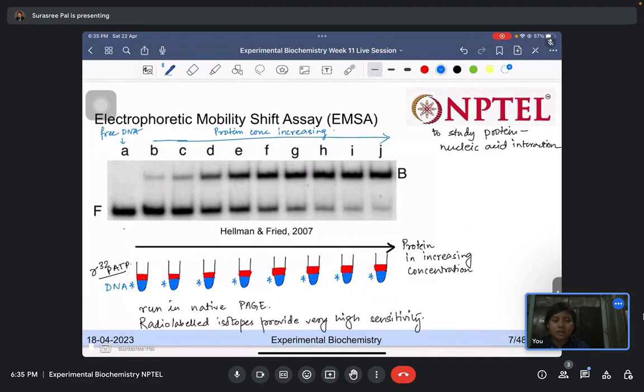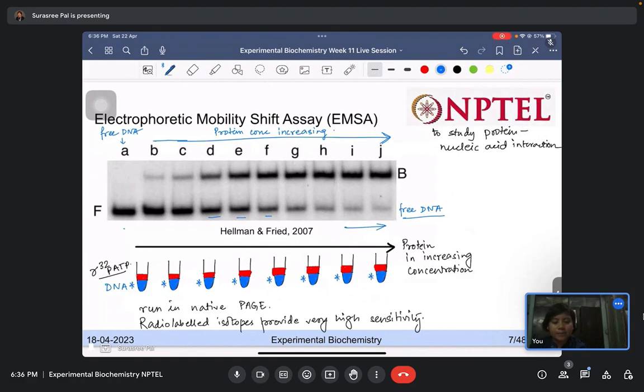The protein concentration is increasing in this particular direction, right? So what we observe here is that as we increase the protein concentration, the intensity of the free DNA keeps on decreasing, right? The intensity of these bands keeps on decreasing in this direction.